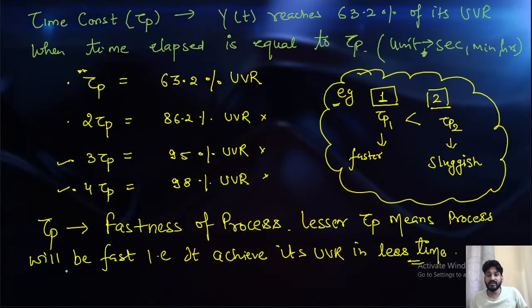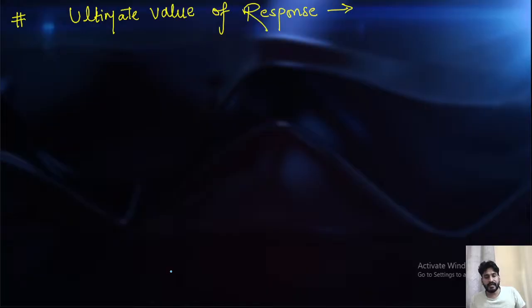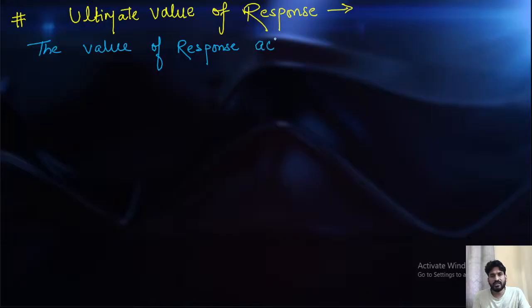Guys, whatever definitions we are using, you will not find these definitions in any book. These are the kind of definitions by which, if I read that line, I can quickly understand everything about a topic. That's why I write all these lines in very simple language. So ultimate value of response means the value of response achieved by the system or process ultimately.